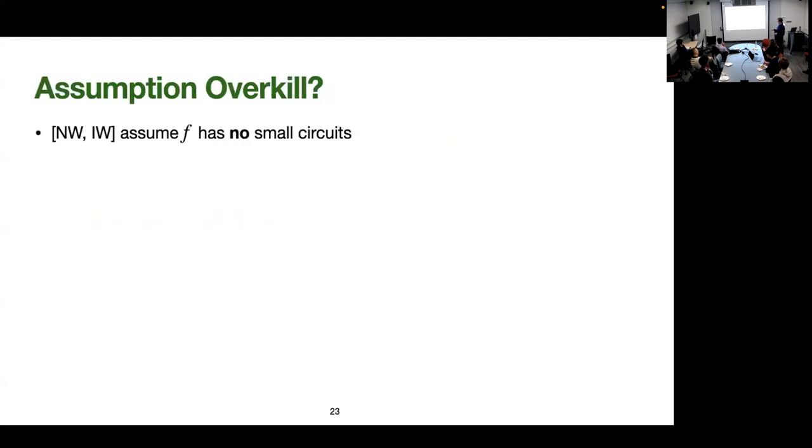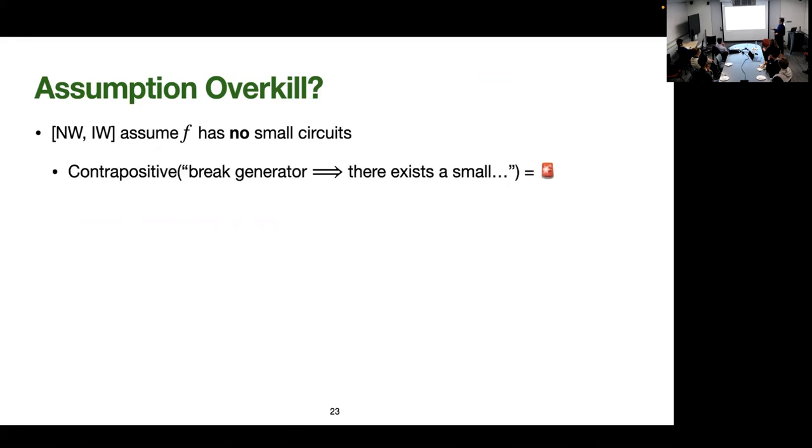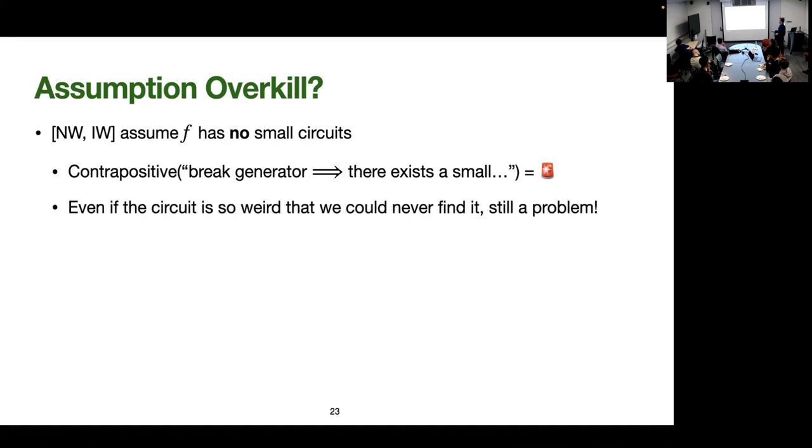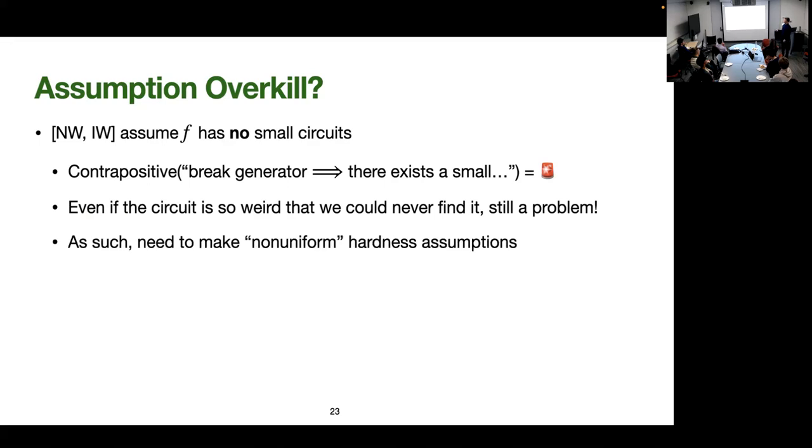But there is this little question, which is we're assuming that F has no small circuits. This is because, just applying the contrapositive to this statement, we get that we need to assume that F has no small circuits. Even if the circuit for F is so strange and magical that it could never appear in our actual de-randomization problem, this is still a problem. We really need to assume that there's nothing that exists. So this is forcing us to make a non-uniform hardness assumption. We need to say that we have access to a string F that no circuit can break, and this results in our use of circuit lower bounds here.